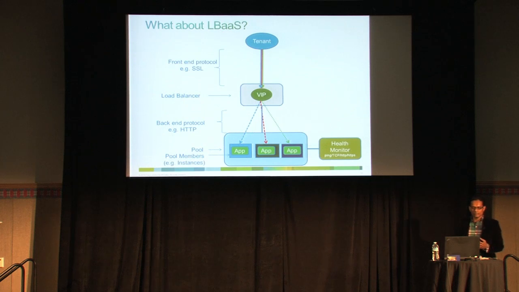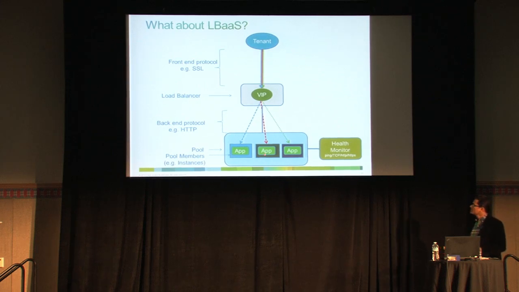So that concludes Quantum. Now, how about load balancing as a service that is coming up in Grizzly? A brief overview of a load balancer. A load balancer has a VIP. A VIP is not just an IP address. A lot of people think it's an IP, but it's a combination of an IP, a port, and a protocol.